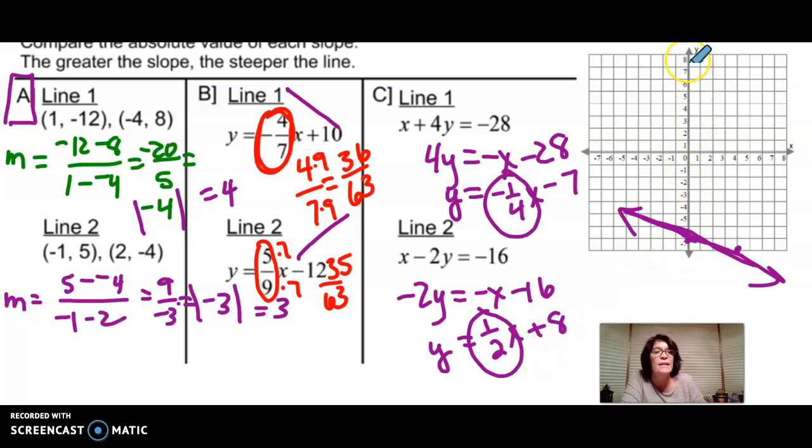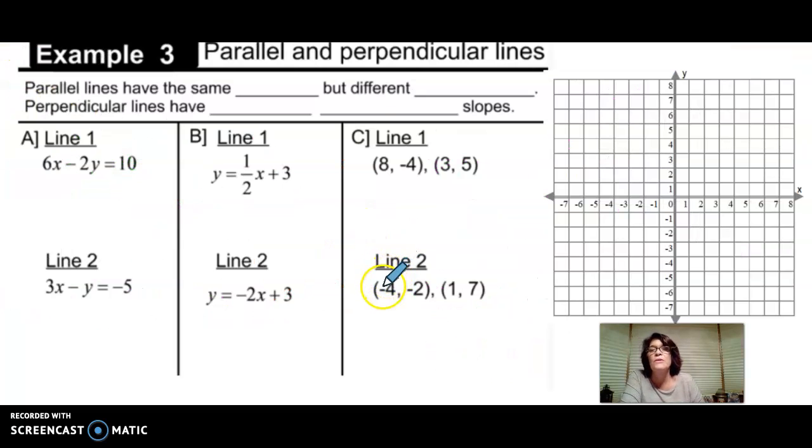1/2 x plus 8, I'm going to go up to 8, and it has a slope of a half. I'm going to go down 1 over to the left 2, which still makes it a positive slope, but I can kind of see this is a little steeper than the 1/4. Okay, this is a steeper slope. It's a bigger number. The bigger absolute value has the steeper slope.